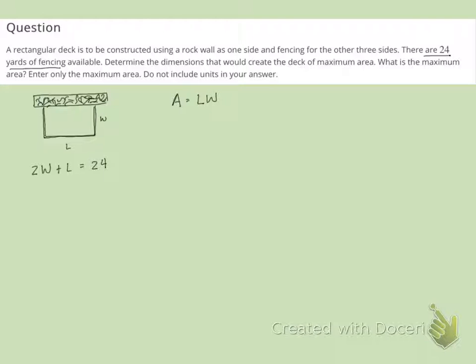Well, I want to express the area in terms of just one variable, not two. So I'm going to solve this perimeter equation for one of the variables. And the easiest one to solve for is L. So if I subtract that 2W over, we'll have 24 minus 2W. And so I can rewrite the area equation as 24 minus 2W times W. And if I distribute that W on the end, we'll have 24W minus 2W squared.